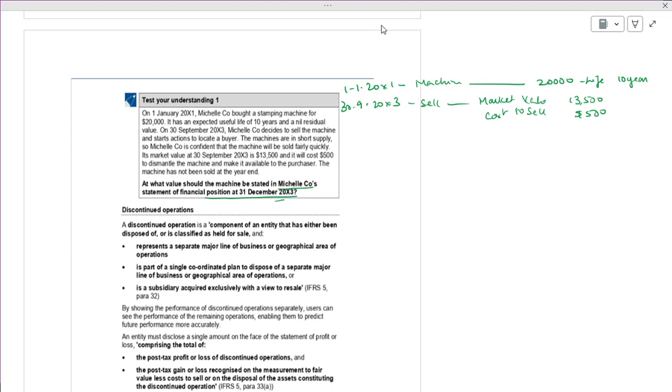How many years have passed from 1st January to 30th September? It is almost 2 years 9 months. Is it right? 2 years 9 months. For these 2 years 9 months, we have to calculate what? We have to calculate depreciation. Fine. Straight line method. Okay. Depreciation is on straight line method. How much will you get? Any idea? 20,000 times, how much depreciation? Can you tell me?